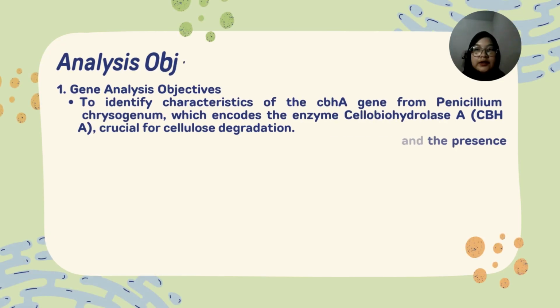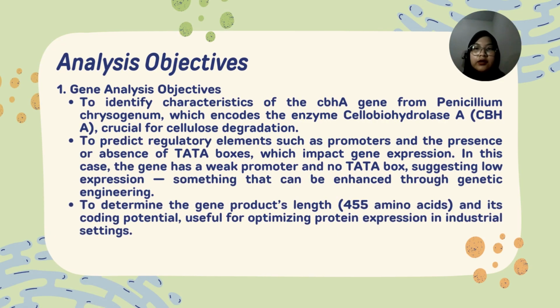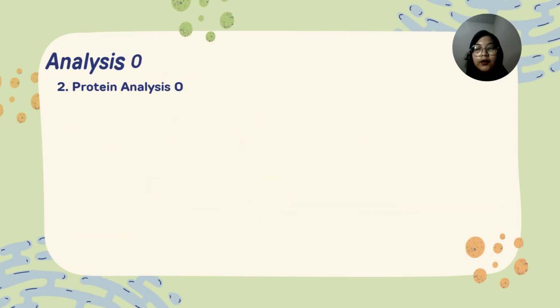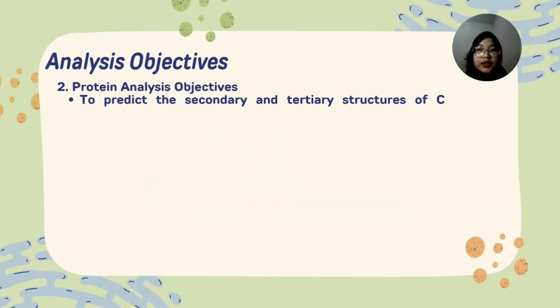Next is the analysis objective. The objective of gene analysis is to identify the characteristics of the cbHA gene from Penicillium chrysogenum, which encodes the enzyme cellobiohydrolase A, or cbHA, which is crucial for cellulose degradation. The second objective is to predict regulatory elements such as promoters and the presence or absence of TATA boxes. The third one is to determine the gene's product length and its coding potential, which are useful for optimizing protein expression in industrial settings.